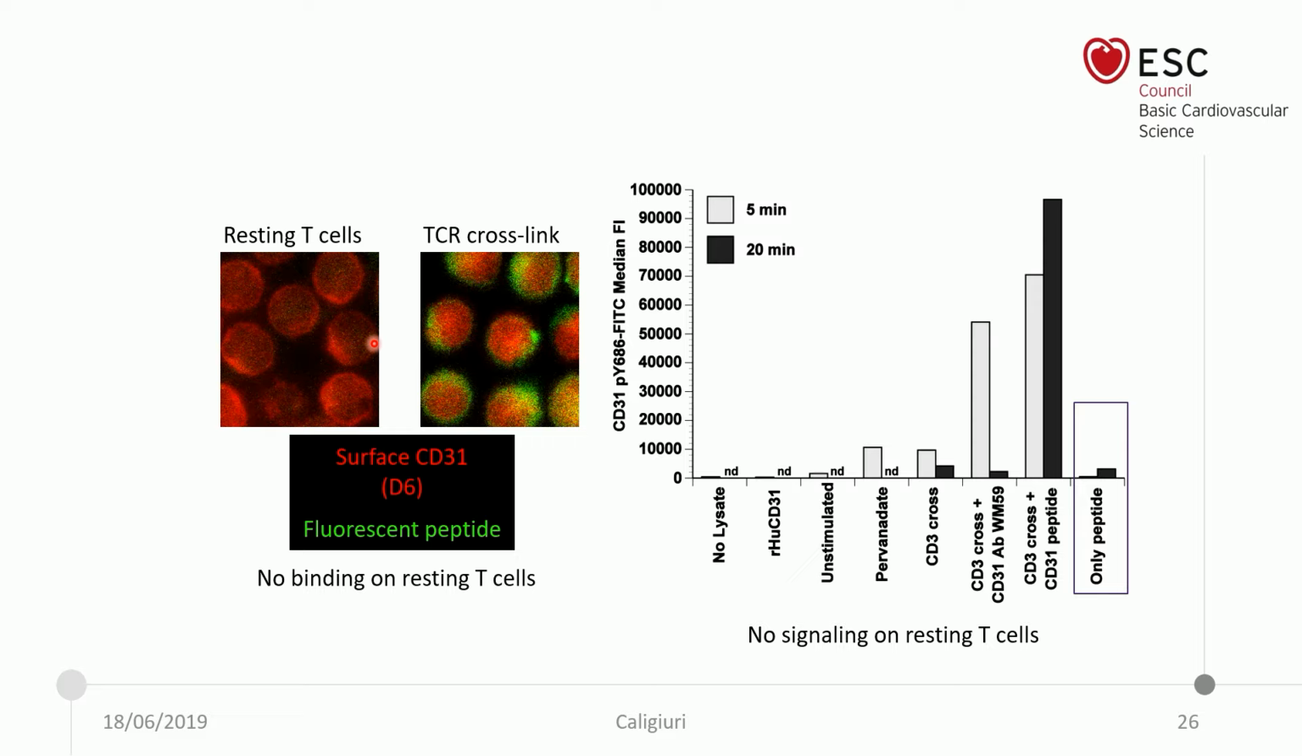Actually the peptide cannot do anything because CD31 can only get phosphorylated if another stimulus is occurring, if activation is ongoing, because it is not able to phosphorylate itself. It needs another kinase to do the job.